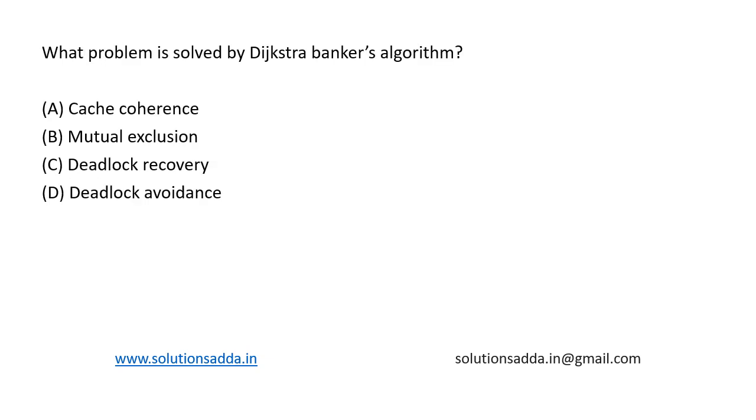This is a question from operating system. What problem is solved by Dijkstra's Banker's algorithm? Cache coherence, mutual exclusion, deadlock recovery, and deadlock avoidance. Banker's algorithm is used to avoid deadlock. So, deadlock avoidance is the basic aim of Dijkstra's Banker's algorithm.